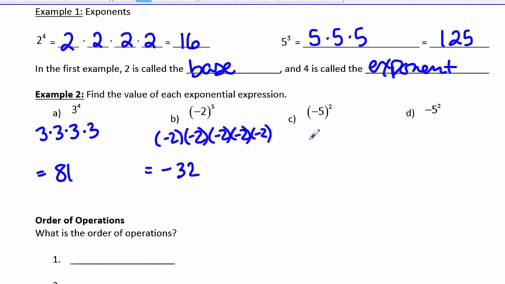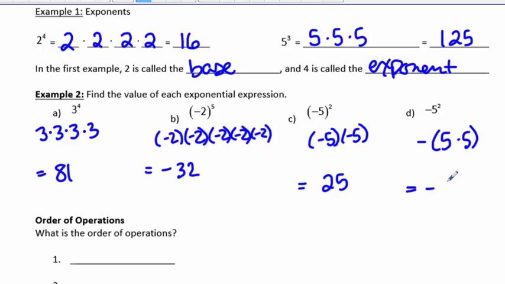In part C, negative 5 squared. So I'll have negative 5 times negative 5. We're going to have 2 negatives, so the result is going to be positive. And 5 times 5 is 25. In part D, we have a negative, then we have the 5 squared. So this would look like negative 5 times 5. There's only one negative here, so the result is negative, and 5 times 5 is 25.